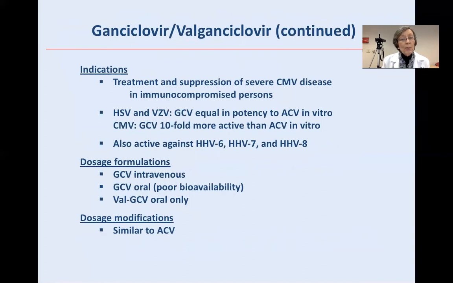It's used for treatment and suppression of severe CMV disease. And this is mainly in immunocompromised persons, HIV, AIDS, and transplant recipients. HSV and VZV are sensitive to ganciclovir equally to acyclovir, but since acyclovir is much less toxic, that's the drug of choice. CMV is not very sensitive to acyclovir, and ganciclovir is 10-fold more active than acyclovir for treatment. So the drug of choice is ganciclovir for CMV. It's also active against human herpesviruses 6, 7, and 8.